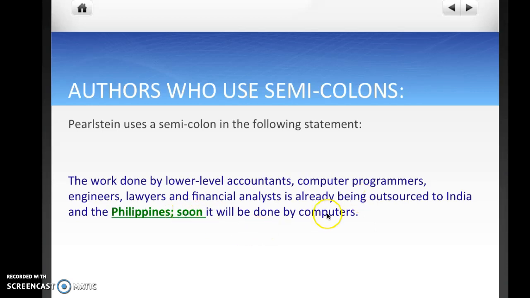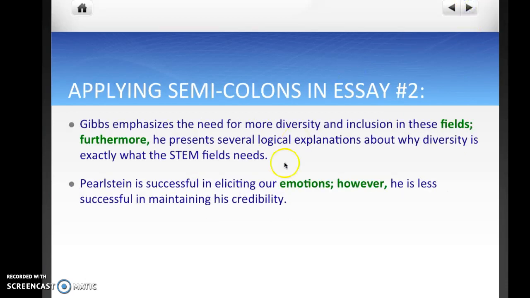And so you'll notice how this statement stands on its own and makes sense, and everything before the semicolon stands on its own and makes sense. But because they relate to each other in meaning, the semicolon is being used. I'd like to see you guys use more of the semicolon form of punctuation in your writing if you can.